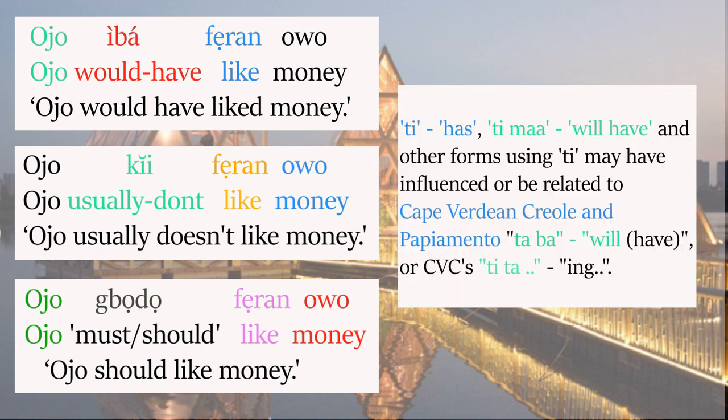T means has, as an auxiliary verb, means will have, and other forms using T may have influence or be related to Cape Verdean Creole and Papiamento's Taba, meaning will have, or Cape Verdean Creole's Tita plus verb, meaning the gerundive or the ing. Now that we've had a look at some of Yoruba's grammar, let's take a look at some longer sentences in the language.